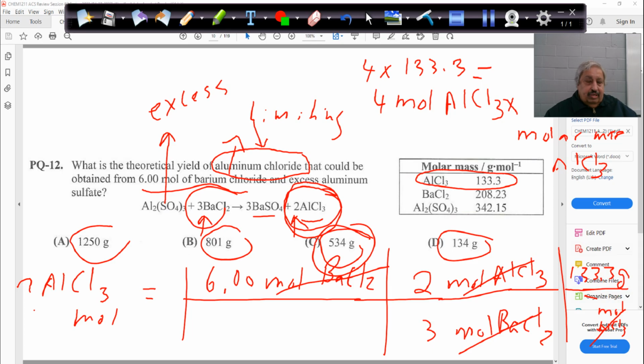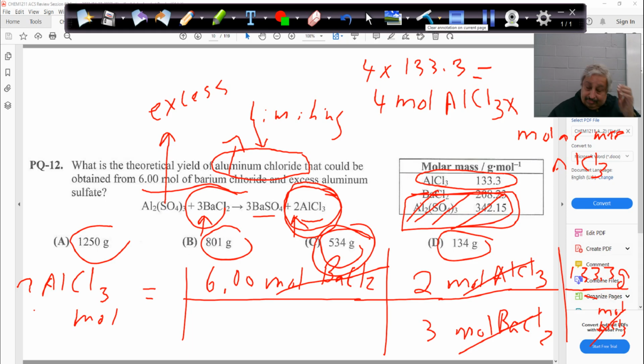And then look how they can fool the students. They bring you other molar masses, but don't use them. You cannot use them. Why? You are interested in just one of the products, which is aluminum chloride. Specifically, they told you aluminum chloride. So all those other molar masses are just to fool the students. So don't be trapped into this.